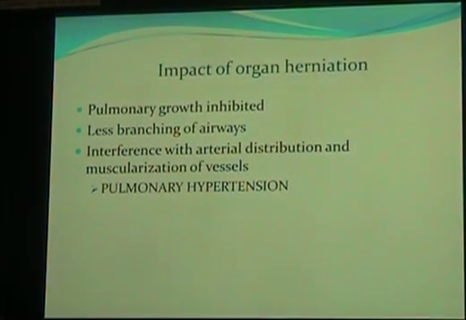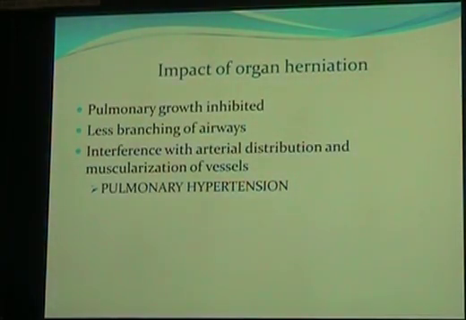So what is the impact of having the bowel present in the chest? First of all, pulmonary growth may be inhibited. There may be less branching of the airways. And ultimately, if you have less pulmonary tissue, because alveoli are paired with blood vessels or capillaries, you can get an interference with the arterial distribution.